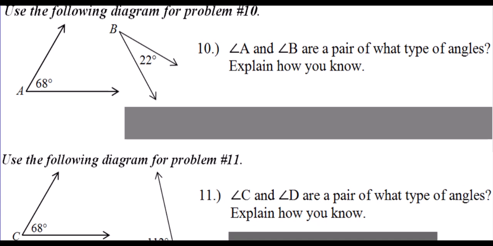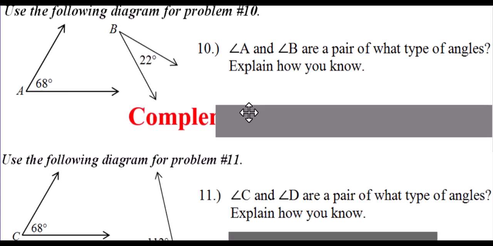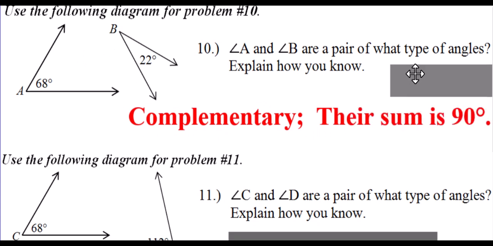All right, did you already try 10 and 11? If not, you got to try them now on your own. Problem number 10. Angle A, angle B are a pair of what type of angles? Well, it just so happens that if you take 68 plus 22, you would get 90. What do we know about 2 angles that together add to equal 90? We know they are called complementary angles. And here's how I explain how I know. Their sum, meaning adding them together, is equal to 90 degrees.